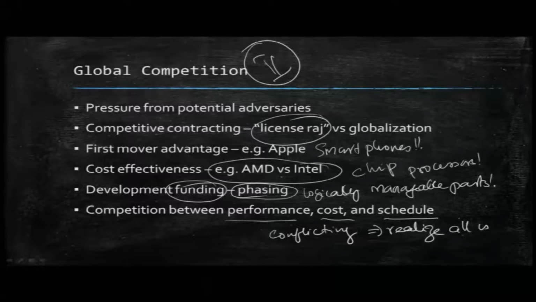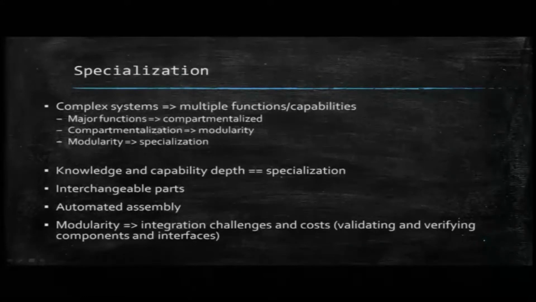Realize all is hard. So you compromise, and systems engineering allows you to decide when to compromise and what to compromise. And the last part about that we wanted to talk about is specialization. Specialization depends to a large extent on system complexity: as it increases, systems are capable of doing multiple functions at the same time, or multiple capabilities.